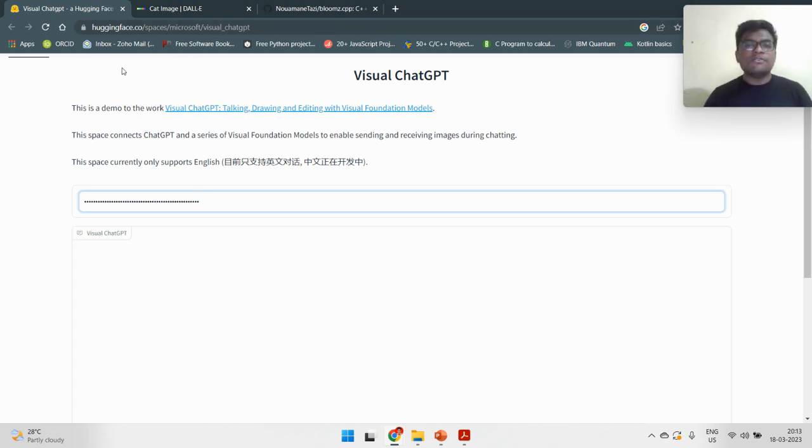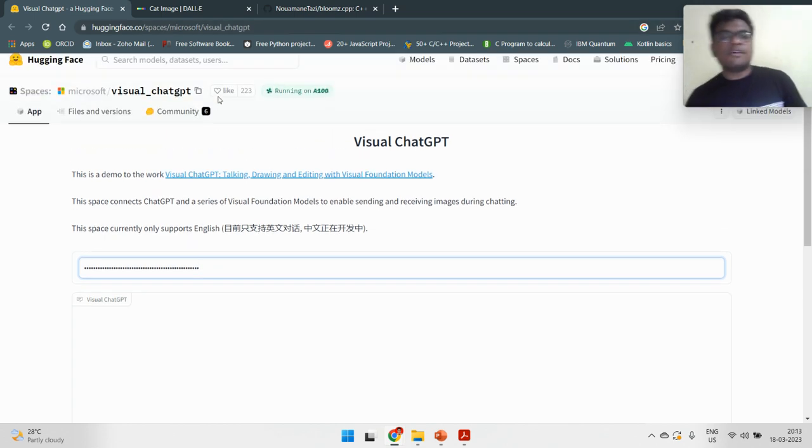Okay, so the next part is all about visual ChatGPT, which is deployed by Microsoft. I'm using this visual ChatGPT from Hugging Face. If you all want to use it, I'll provide you the link in the comment section below, or you can find it in the description box too.